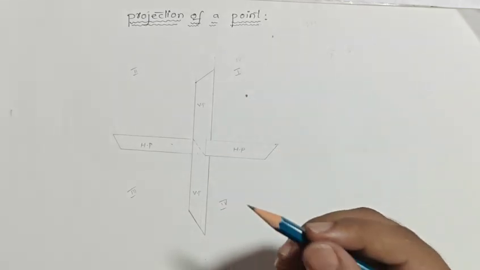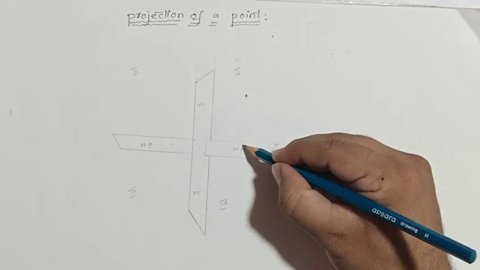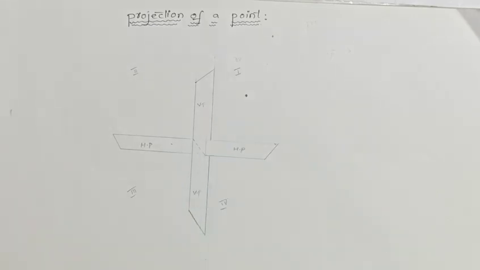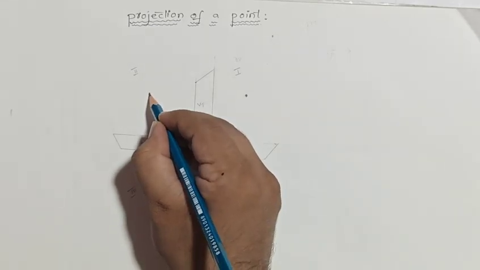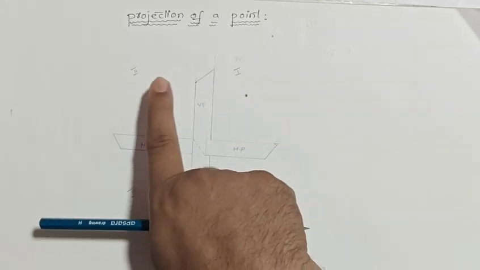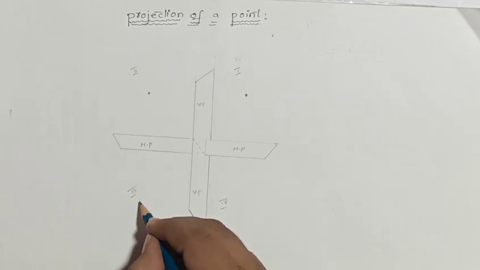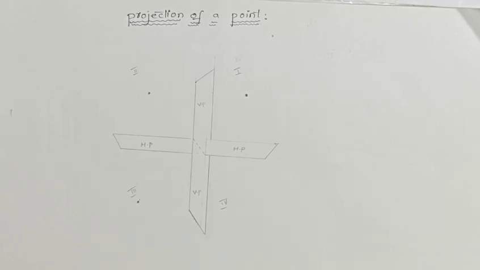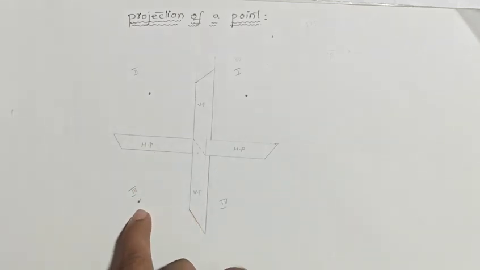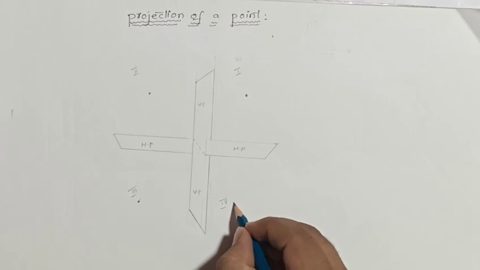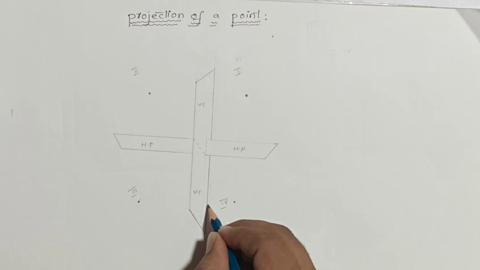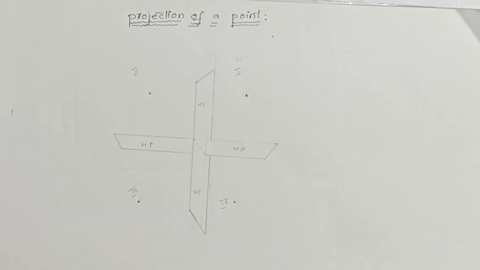So we can say that this point is above the horizontal plane and in front of vertical plane. What about this point? So we can say that this point is above the horizontal plane, behind the vertical plane. Come to this point. So we can say that this point is below the horizontal plane and behind the vertical plane. What about this point? This point is below the horizontal plane and in front of vertical plane. So can we able to write like this?